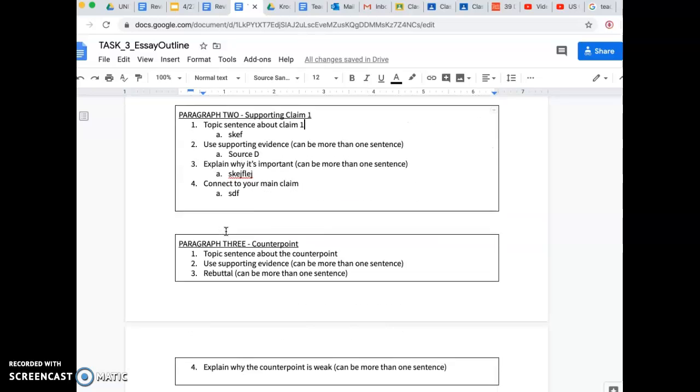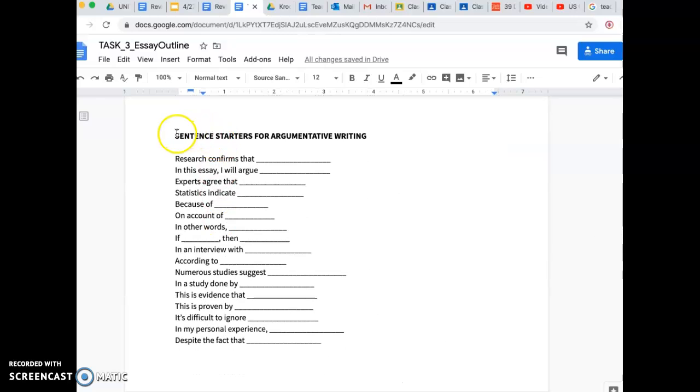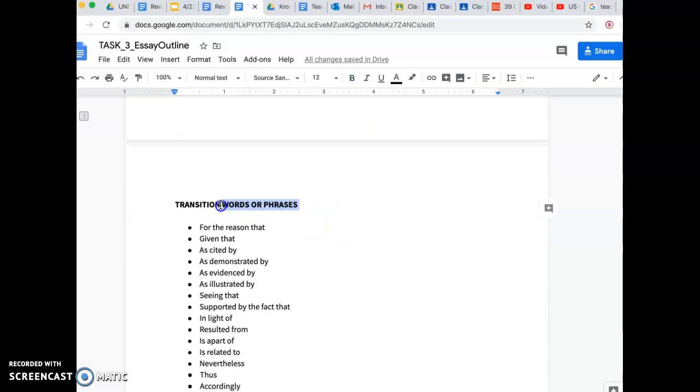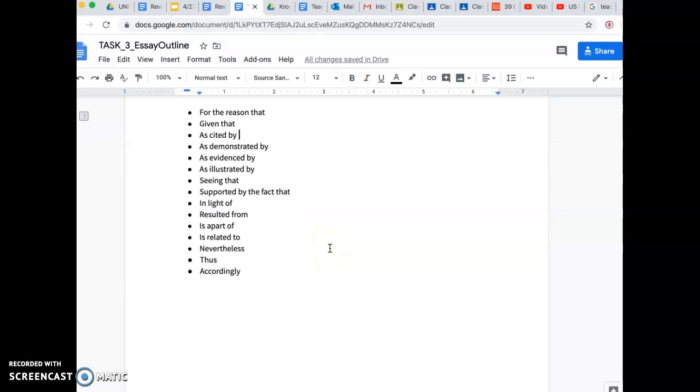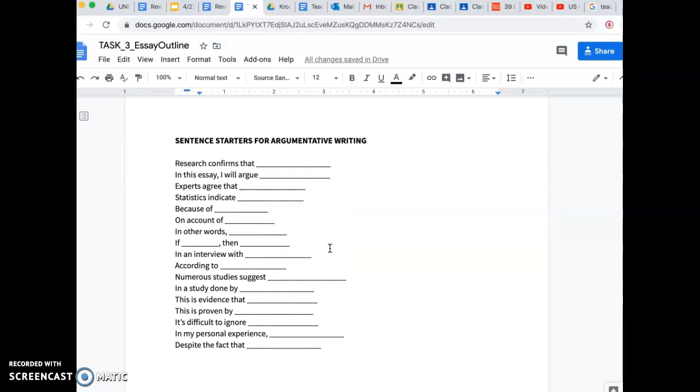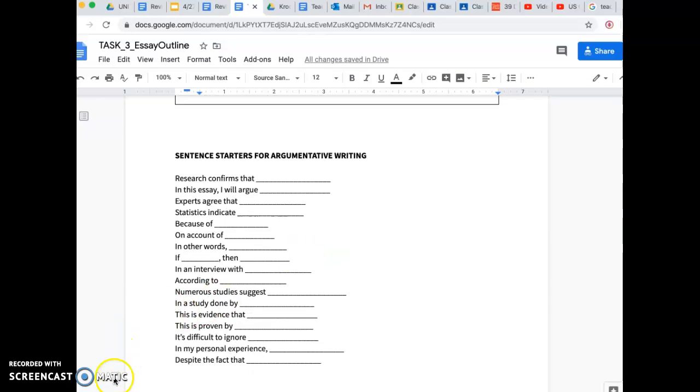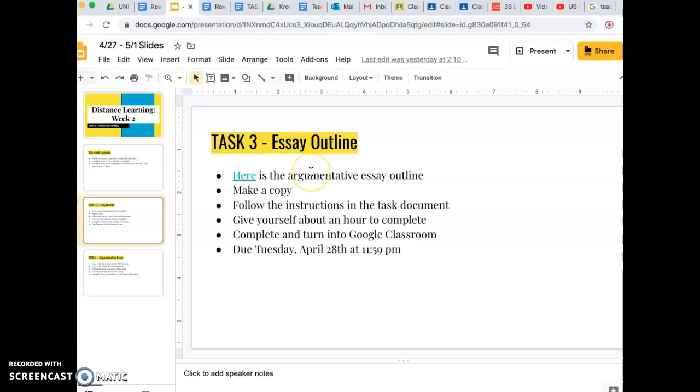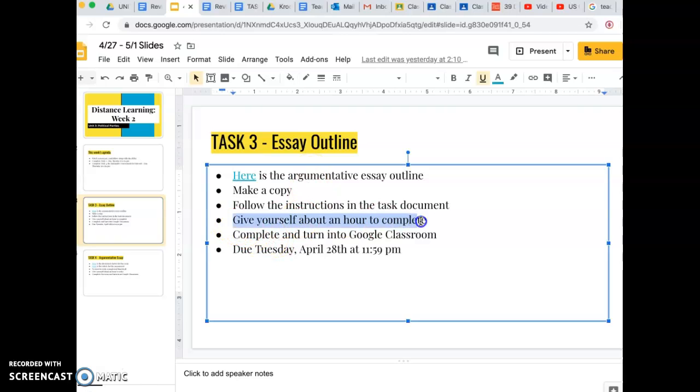Next, go ahead and take a look at the sentence starters for argumentative writing and the transition words and phrases. Try to use at least a few of these whenever you're writing your essay. Okay, and back to the slides. Remember, just give yourself about an hour to complete this. You don't have to overthink it. You don't have to be writing a rough draft. That's not what I'm looking for. Just some general brainstorm. Try to focus mostly on the introduction here. And then turn it into Google Classroom by Tuesday, April 28th at 11:59 p.m.